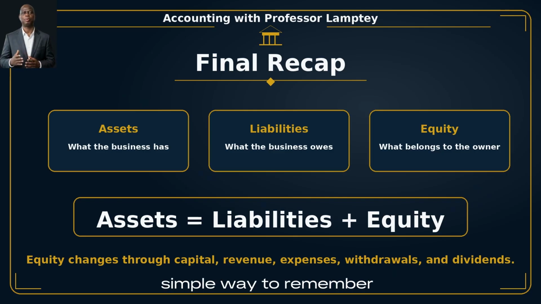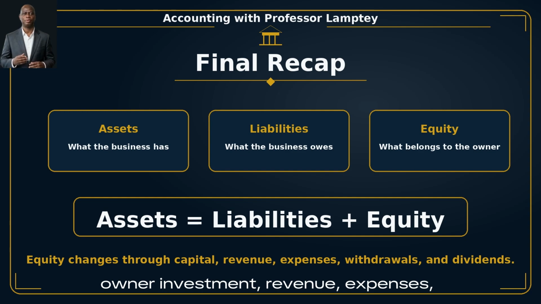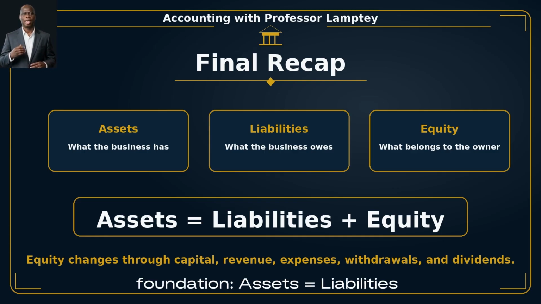Let's close with a simple way to remember it. Assets tell us what the business has. Liabilities tell us what the business owes. Equity tells us what belongs to the owner. And equity changes through owner investment, revenue, expenses, withdrawals, and dividends. Together, these ideas bring us back to the foundation. Assets equals liabilities plus equity. That is the foundation of accounting.